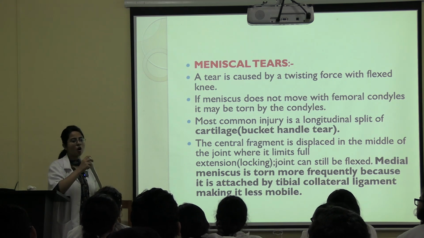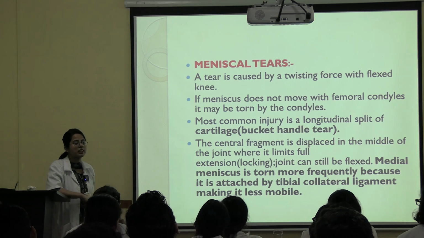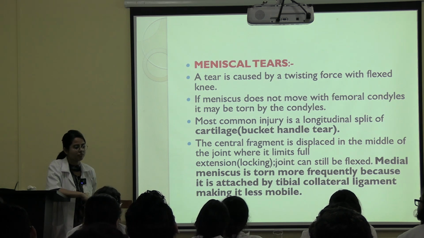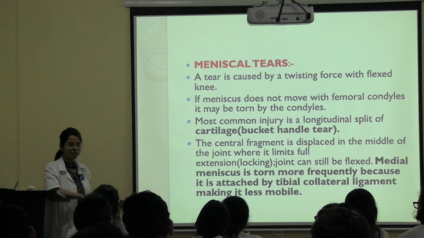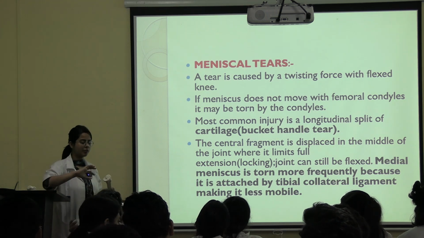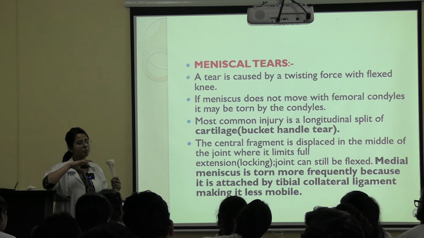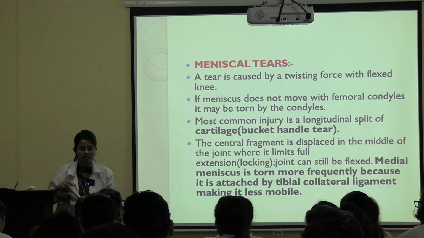Injury is most common in the medial meniscus, because medially which ligament will be there? Which collateral ligament? The medial collateral ligament. It will hold the medial meniscus, so it will not be able to move along with the condyle. So injury is most common in the medial meniscus.